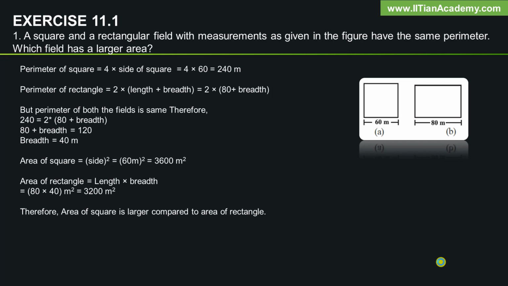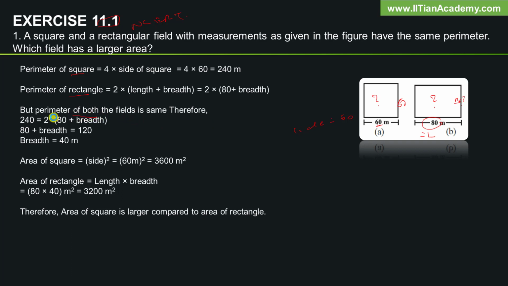Here, we will solve NCERT Chapter 11.1. We are given a square and a rectangle with same perimeter, and we have to find area of both square and rectangle. Given is side of square as 60 meter and length of rectangle as 80 meter. Hence, if we find breadth of rectangle, then we can find area of rectangle easily. We are given perimeter of both square and rectangle is equal. Hence, use this to find breadth of rectangle.